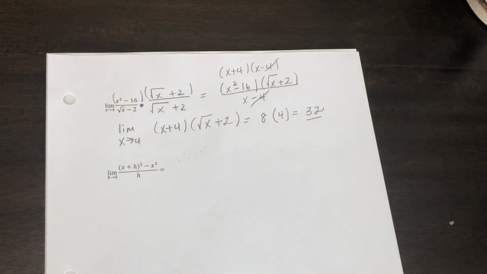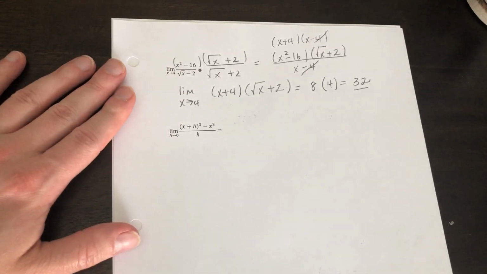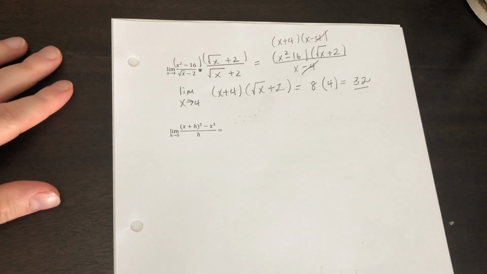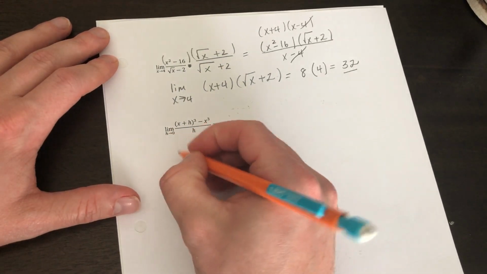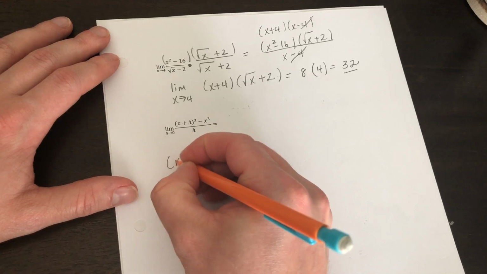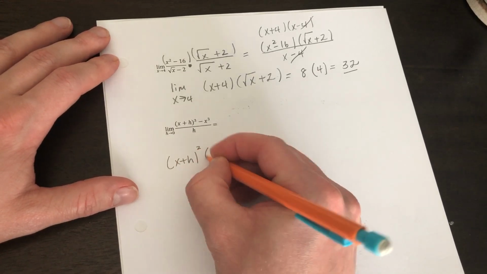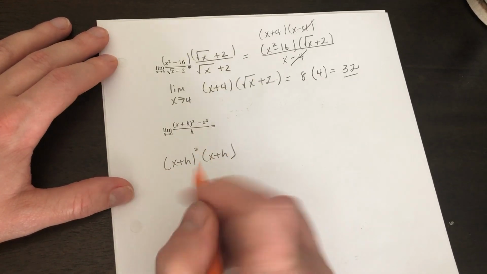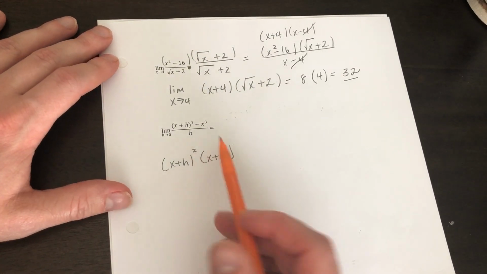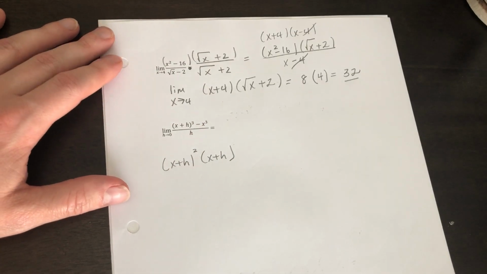Okay, and the last one. So this is going to be a doozy. The limit as h goes to 0 of x plus h quantity cubed minus x cubed over h. Okay, so we know how to mentally FOIL out x plus h quantity squared. So I'm just going to deal with the first part of this. I think we can all agree that this is the same thing as this. Squared times 1 power would give you to the third power because we add the exponents.